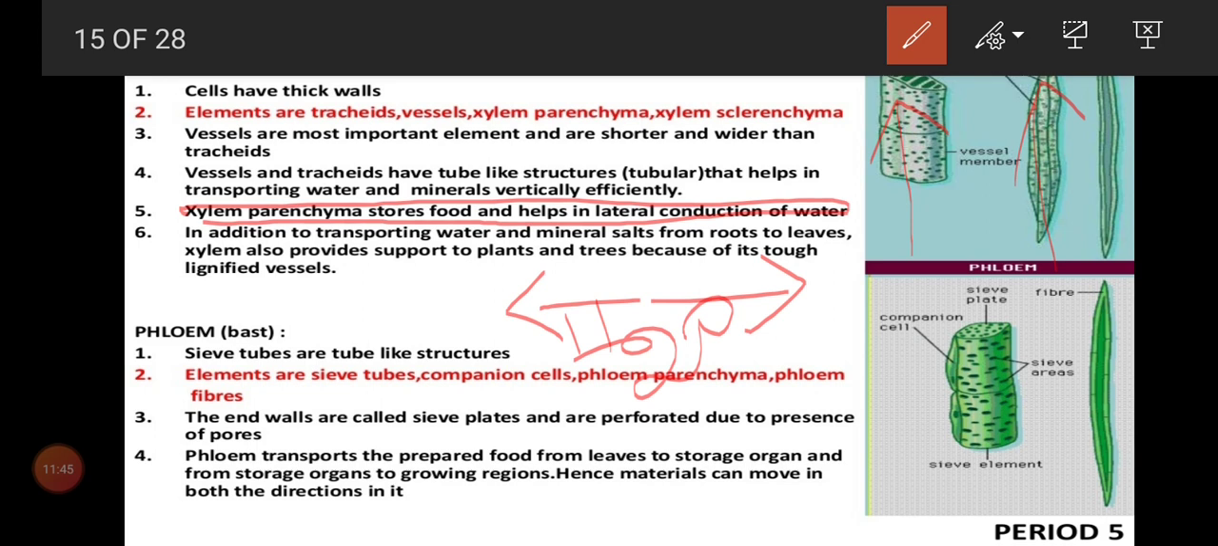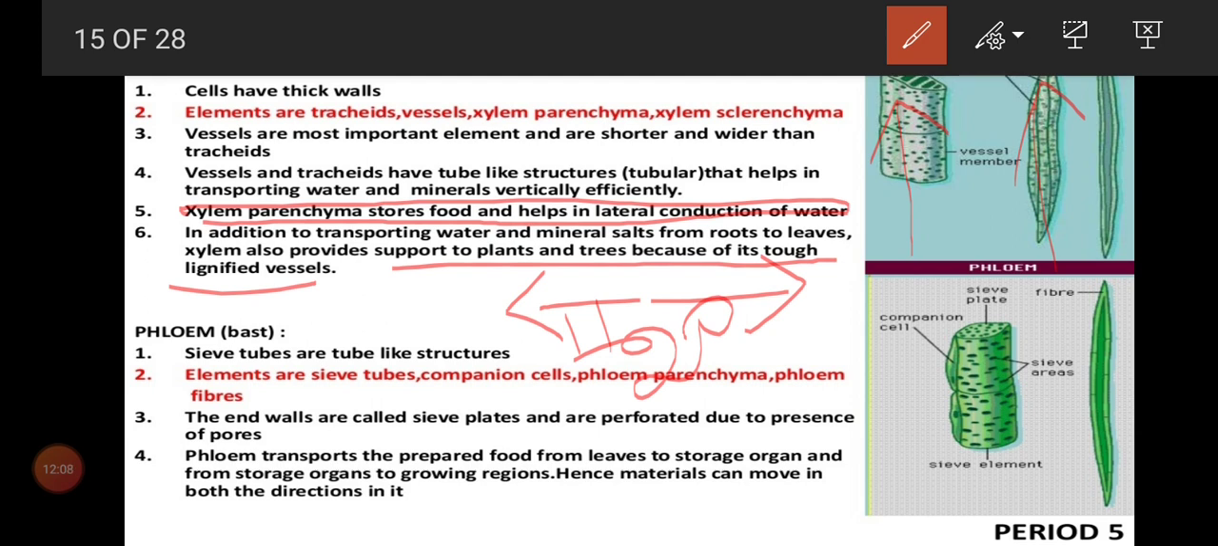In addition to transporting water and mineral salts from roots to leaves, xylem also provides support to plants and trees because of its tough lignified vessels. And sclerenchyma will help us with mechanical support because it has a thick cell wall. So it will help for the support of the plant.